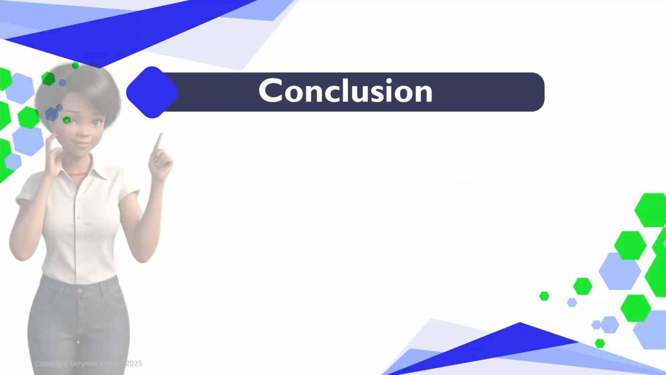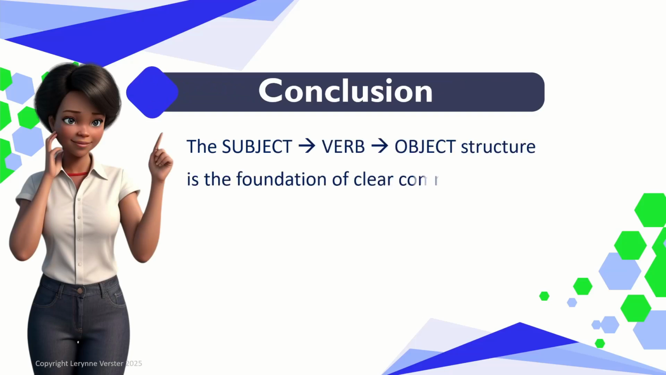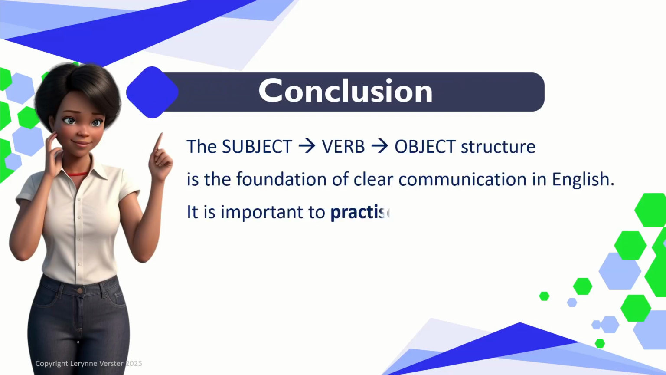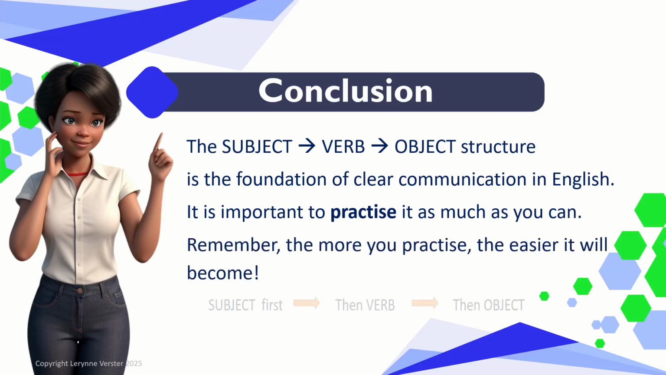Now you know the basics of English sentence structure: subject, verb, and object. This structure is the foundation of clear communication in English, so it's important to practice it as much as you can. Remember, the more you practice, the easier it will become. Enjoy your English language journey.